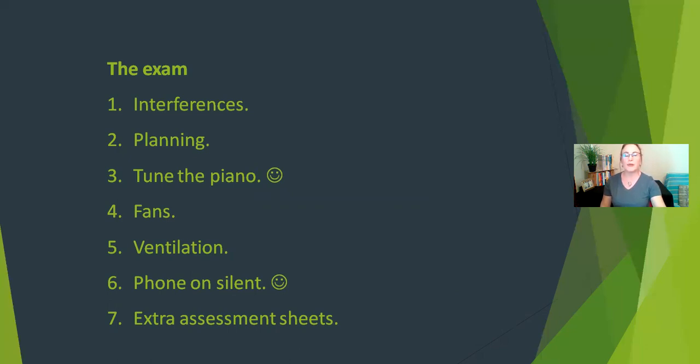Then keep the room well ventilated. You need oxygen, the learner needs oxygen. Okay, and then that famous reminder, put your phone on silent. Now, although learners are supposed to have their assessment sheets, sometimes they forget them. So it's good to just have some extra assessment sheets with you. And also if you make a mess, at least you can start all over on a new assessment sheet.